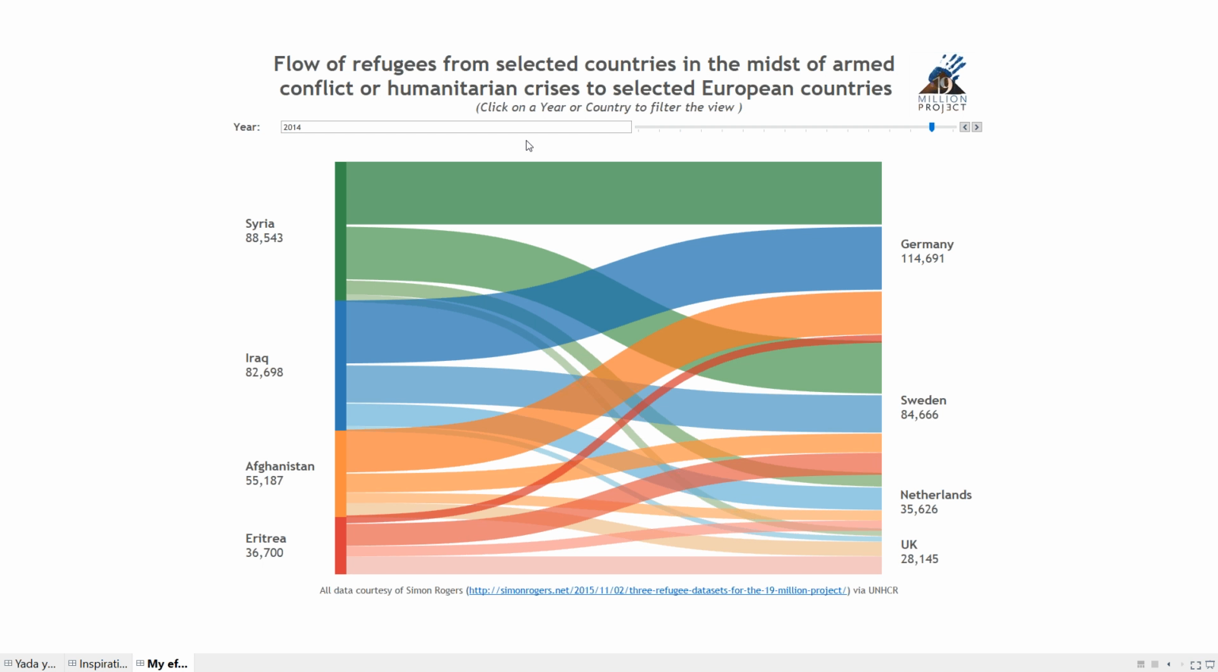Still didn't work. So eventually I decided to just cut it down to Syria, Iraq, Afghanistan, Germany, Sweden, Netherlands, and UK. And then I decided to add Eritrea in the end, so it was quite interesting.